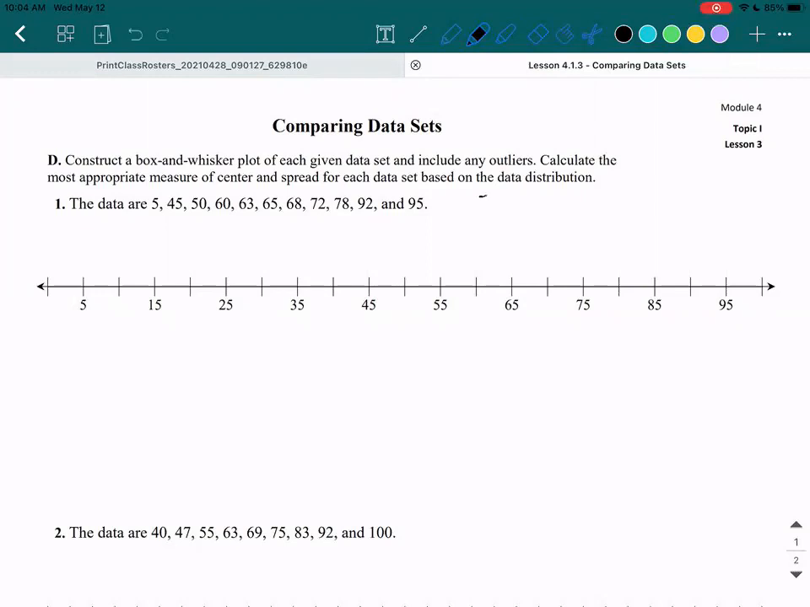Remember, the 5-number summary includes the minimum, the Q1, the first quartile, the median, the Q3, the third quartile, and the maximum. All right, let's start off with the minimum and maximum, the easiest ones. They are 5 and 95.